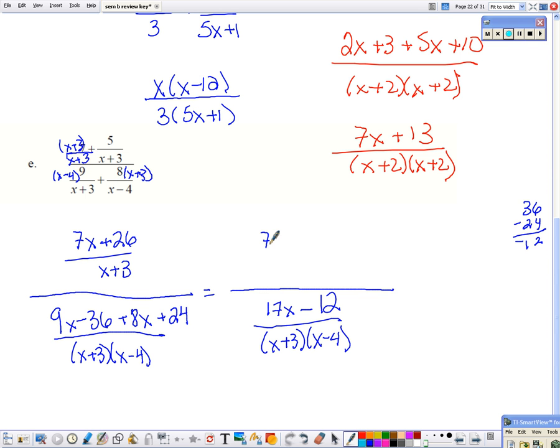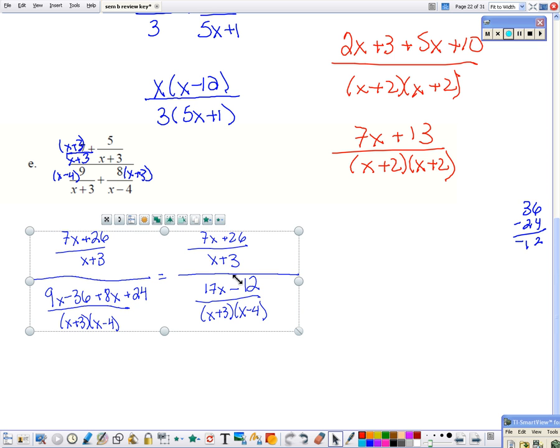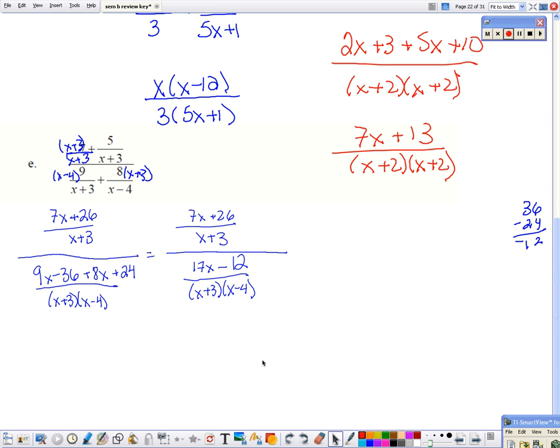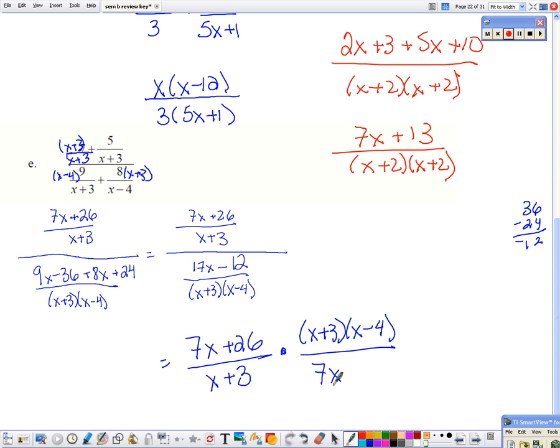My numerator stays the same. I haven't done anything to that yet. And now we can multiply by the reciprocal of our denominator. So that is going to give me 7x plus 26 divided by x plus 3 times x plus 3 times x minus 4 divided by 17x minus 12. These x plus 3's can cancel, and my final answer is 7x plus 26 times x minus 4 over 17x minus 12.